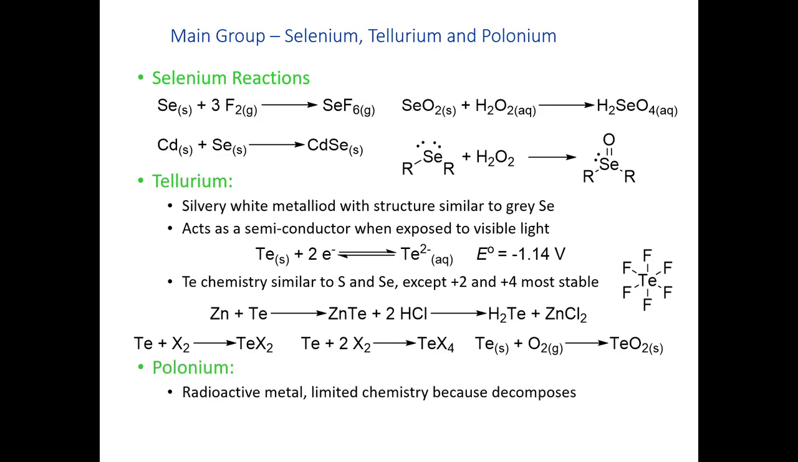With respect to polonium, the only metal in group 16, it is a radioactive metal that has a relatively short half-life, 140 to 50 days depending on the isotope. Various oxides and halides are known, but we won't really be covering polonium in this course because not much chemistry has been done with it because of its radioactivity.